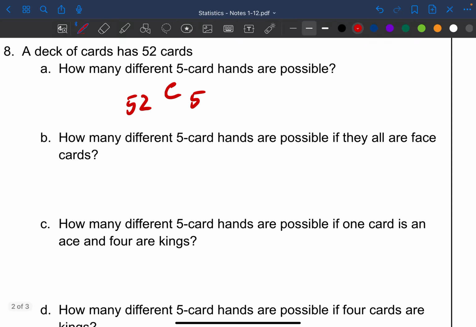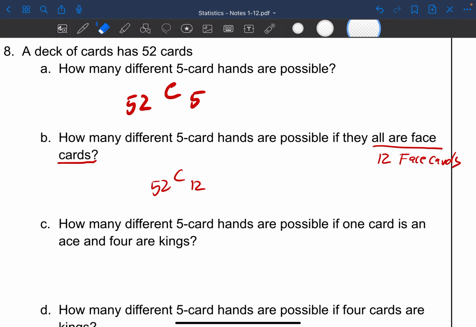Now, how many card hands are possible if they are all face cards? Now, there are 12 face cards in a deck. So, a lot of people think that the answer is 52C12. But what they do is they have that idea backwards. Instead, we're still choosing a 5-card hand, so it's something C5. But if we're all face cards, that means we're only picking not out of the 52, but only from the 12 face cards that we have. So that's why it's 12C5, because there's only those face cards to choose from.